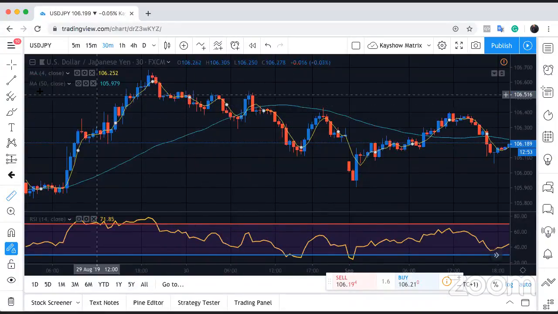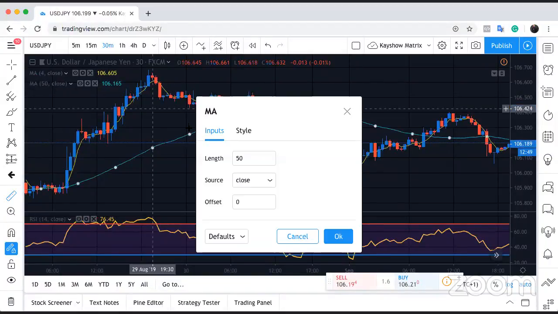The second one is the 50 moving average. So I'll click on the settings. The settings for that one is the length is 50. So the first one is 4. The second one is 50.